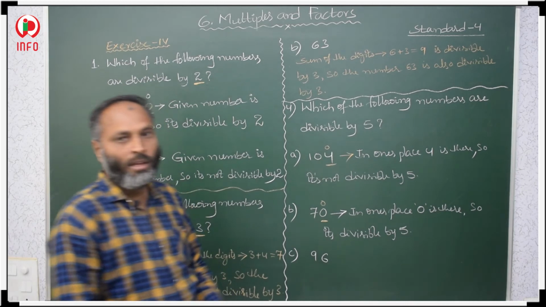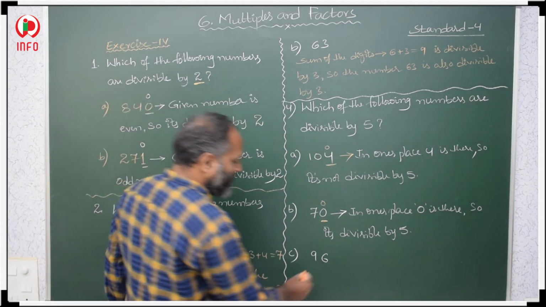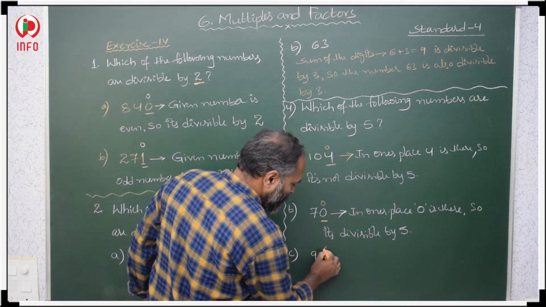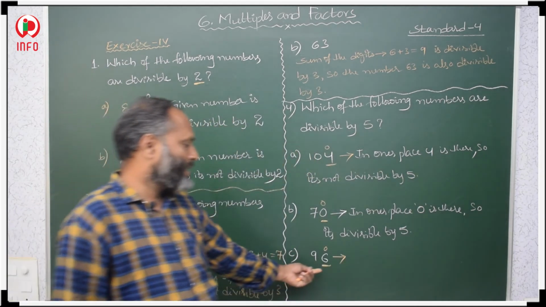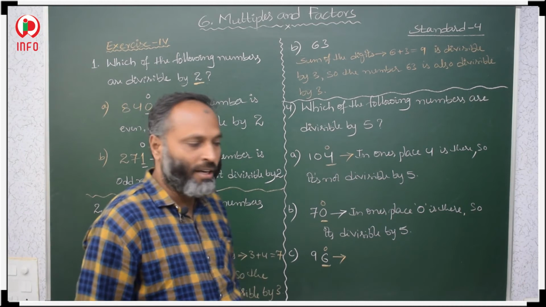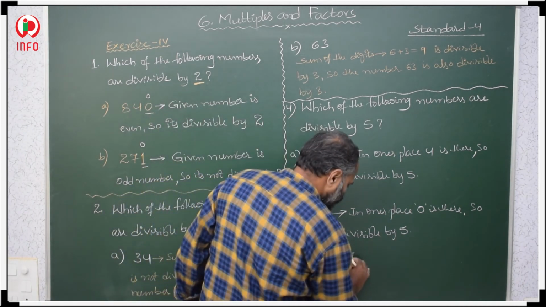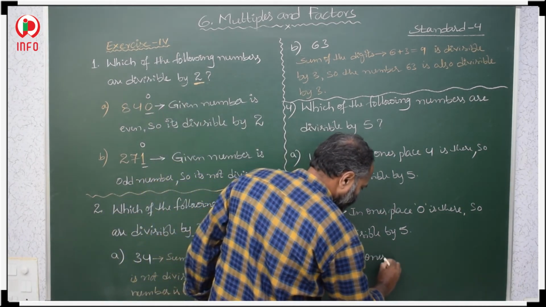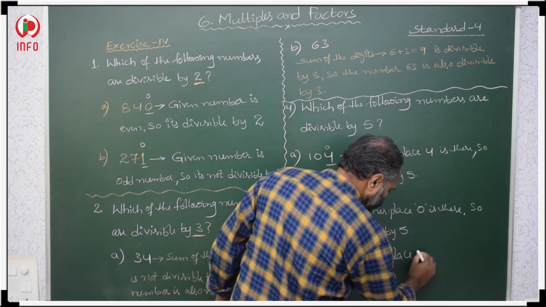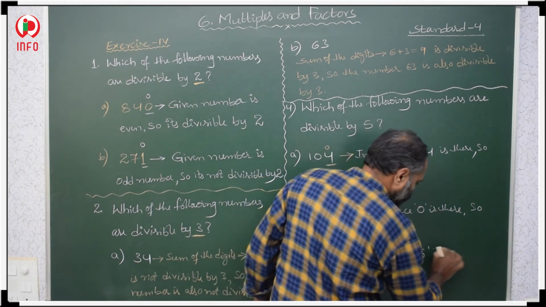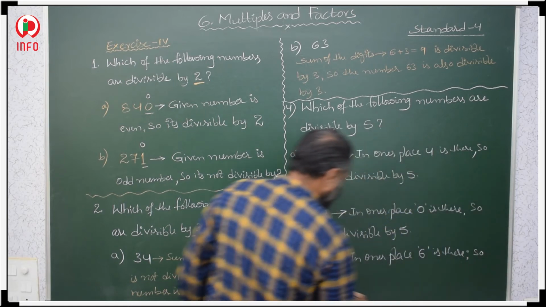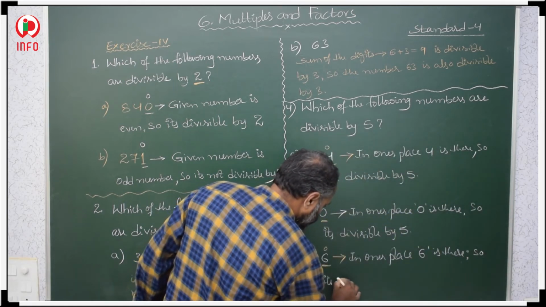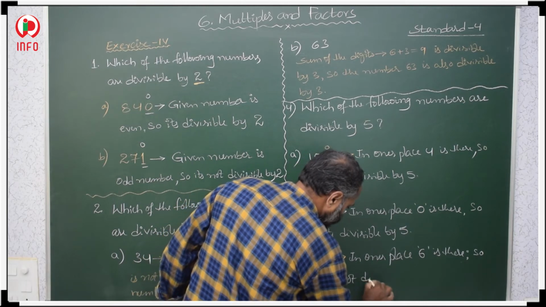The next one, 96: what is there in the ones place? In the ones place 6 is there. If 6 is in the ones place, then it is not divisible by 5. In the ones place 6 is there, so it is not divisible by 5.